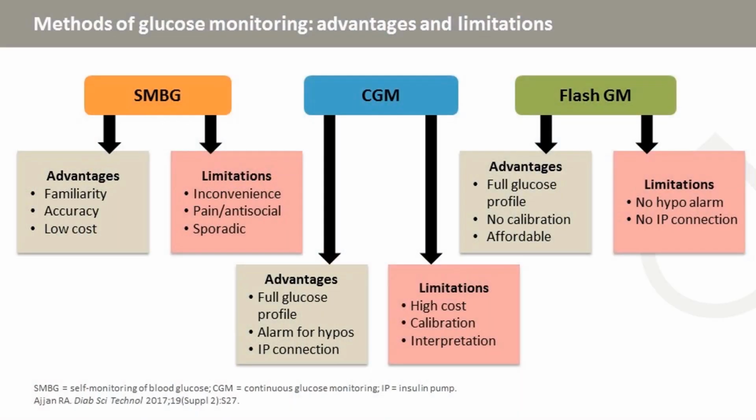And then one of the other things is flash glucose monitoring, which is becoming popular in many countries, particularly in Europe, North America. Advantages, again, full glucose profile. You don't have to calibrate it. It's relatively affordable. Some patients can buy this themselves. It's now becoming available in many countries on prescription, but it doesn't have an alarm system, and you can't connect that up to a pump. So there are various differences there.